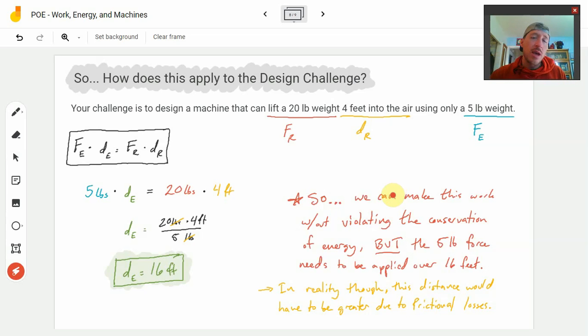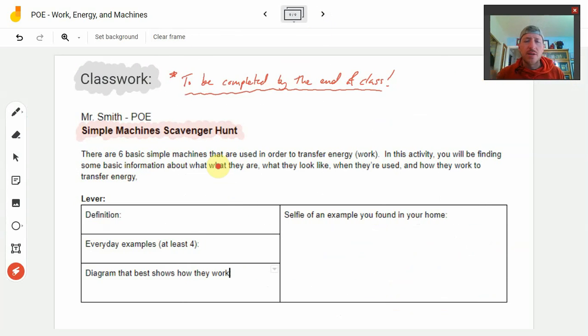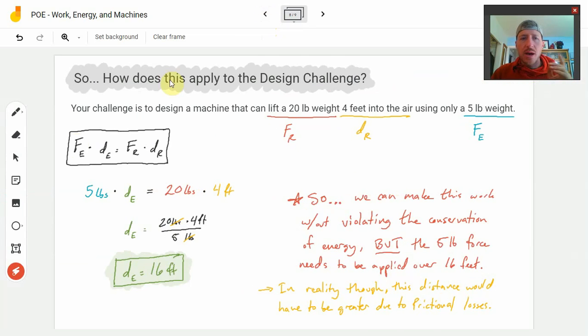And that's where simple machines come in, and that's what your homework is. You're going to do a little scavenger hunt. There are 6 basic types of simple machines, any of which could be used for this. One is a lever, another is a wheel and axle, and any of those could be used to solve that design challenge, although some are going to be better than others. For the homework, I want you to look at those different types, and we'll continue to talk throughout this week about how they follow this equation, and how you can use it with those simple machines to design them in specific ways to accomplish specific tasks.